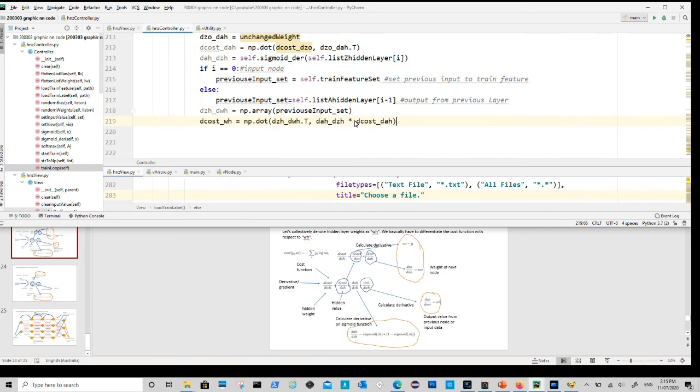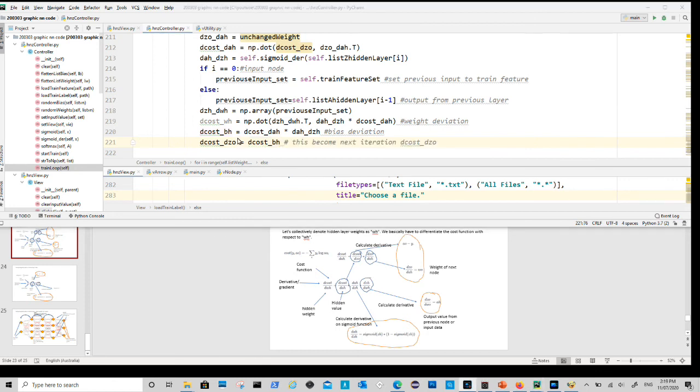The cost weight derivative equals the multiply of the 3 parts on the right we calculated above. The cost bias derivative equals the multiply of the 2 parts on the right as the last one is 1. After that we assign d cost bias hidden to d cost DZO, as they are the same thing. We need to use d cost DZO in the next round calculation. It presents the difference between current and target value of a node.